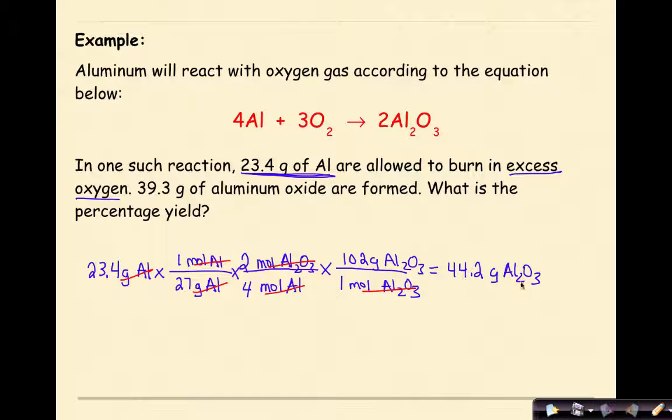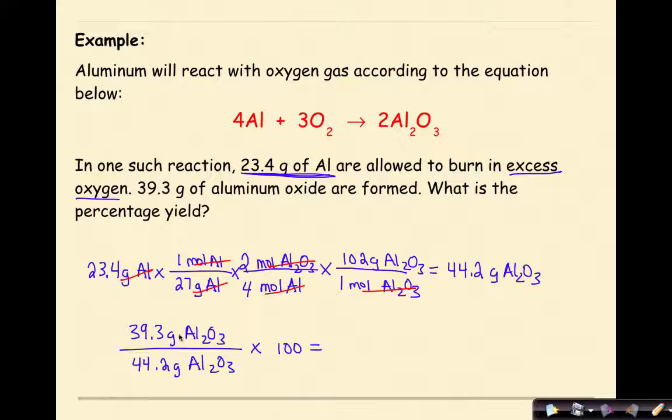So since this is my theoretical yield, I can now figure out my percentage yield because I remember that percent yield is equal to actual over theoretical times 100. The actual amount of aluminum oxide is stated here. 39.3 grams of aluminum oxide are formed. So that is my actual. So I'm going to write that first. 39.3 grams of Al2O3, and I'm going to divide that by my theoretical, which is 44.2 grams of Al2O3, and I'm going to multiply the whole thing by 100.